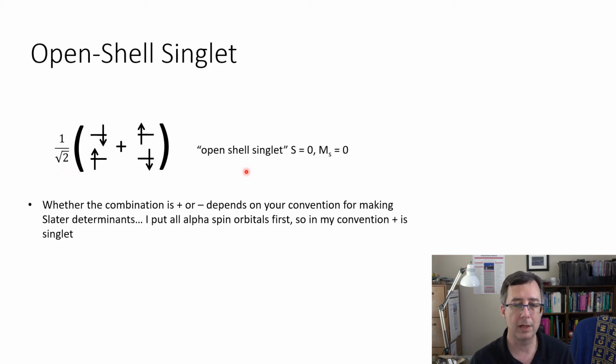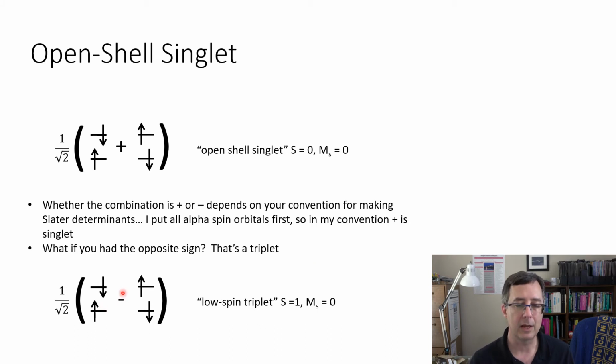Okay, so then the plus gives a singlet. But then what if I did a minus sign? What would that be? Well, you could do that. And it turns out that's going to be a triplet state. So minus sign, same determinants, is what you might call a low spin triplet. Of course, the spin is fixed, it's S equals 1, but I mean the projection of the spin on the z-axis is low in magnitude, it's 0.